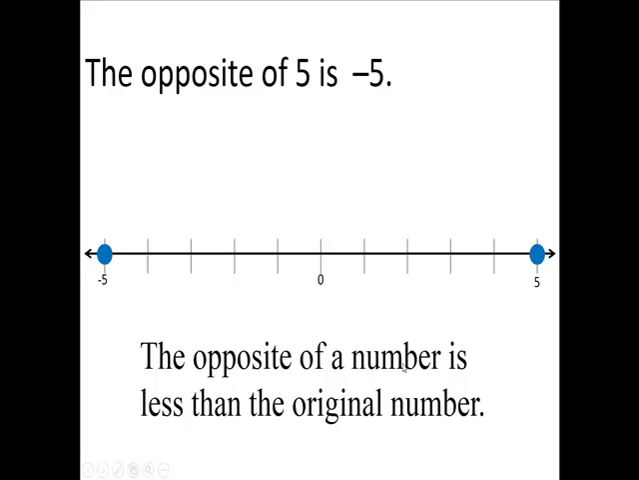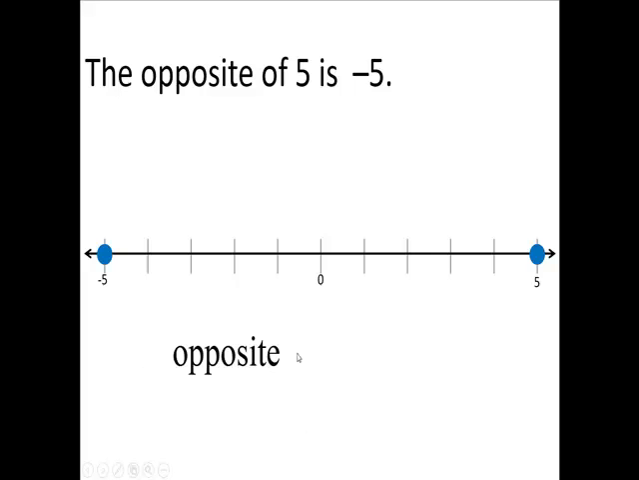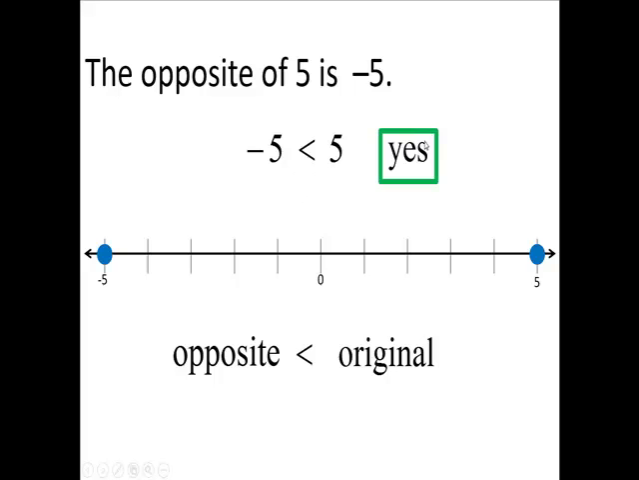Let's put that simpler. I don't like all these words. We're going to say the opposite is less than the original number. All right? And let's test it out here. Which one of these is the opposite? The opposite is -5, so we're saying the opposite, or -5, is less than the original. What's the original? The original was 5. Is this true? Is -5 less than 5? Well, sure it is. So we found out that when the original number is a positive 5, the opposite is always going to be less than that.